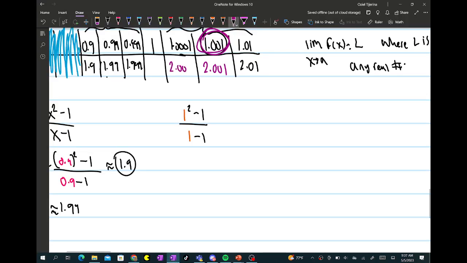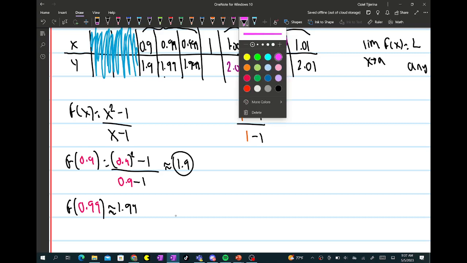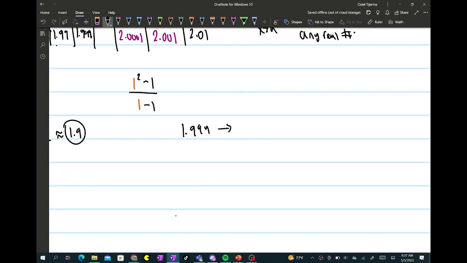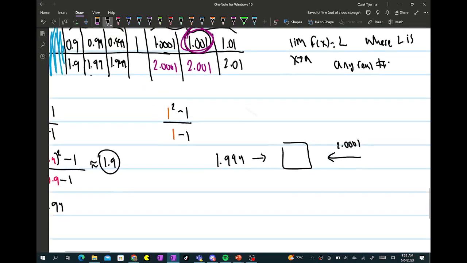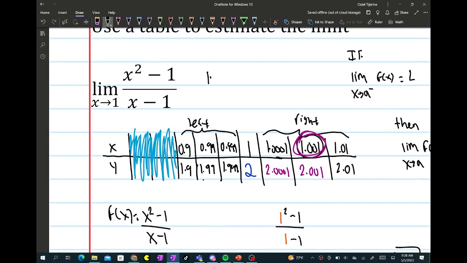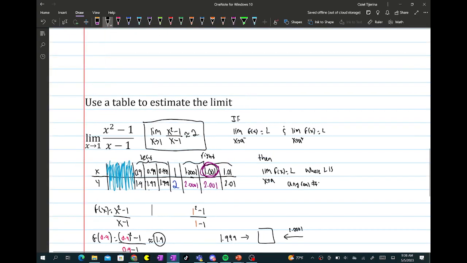If you think about it, what am I approaching from the left and the right? From the left, 1.999, and I keep going, and from the right side, 2.0001. What value are these two approaching? We know they're going to approach 2 because they're getting very close to 2. So from using the table, the limit as x approaches 1 of x squared minus 1 over x minus 1 is approximately 2. This is our answer, and that is how you evaluate a limit using a table.